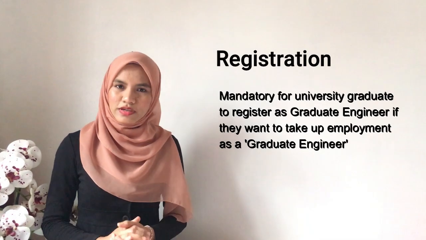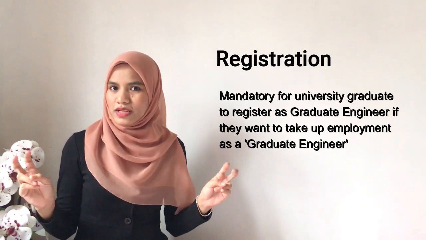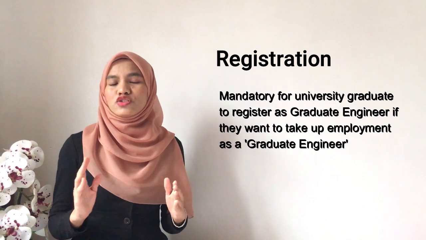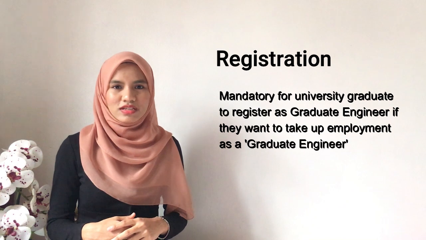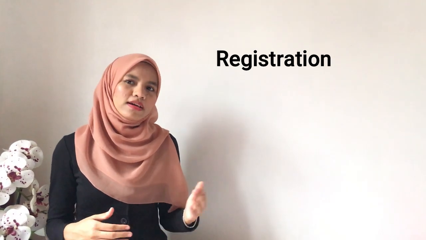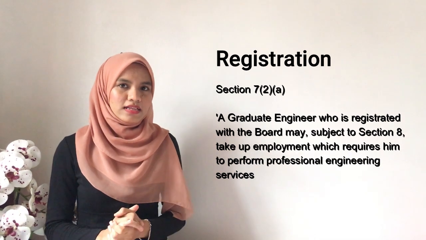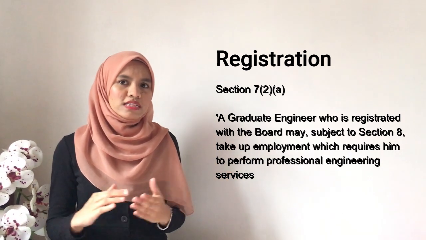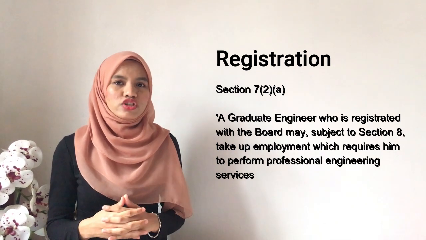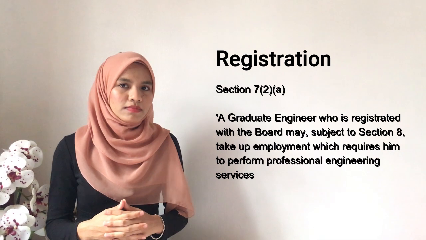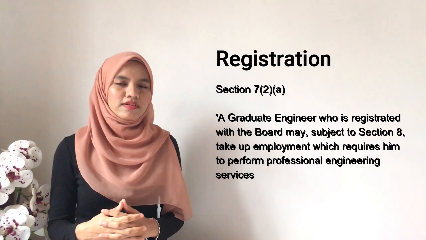It is mandatory for a university graduate to register as a graduate engineer if he or she wants to take up employment as a graduate engineer. This is in accordance with Section 7.2a, which specifies that a graduate engineer who is registered with the board may, subject to Section 8, take up employment which requires him to perform professional engineering service.